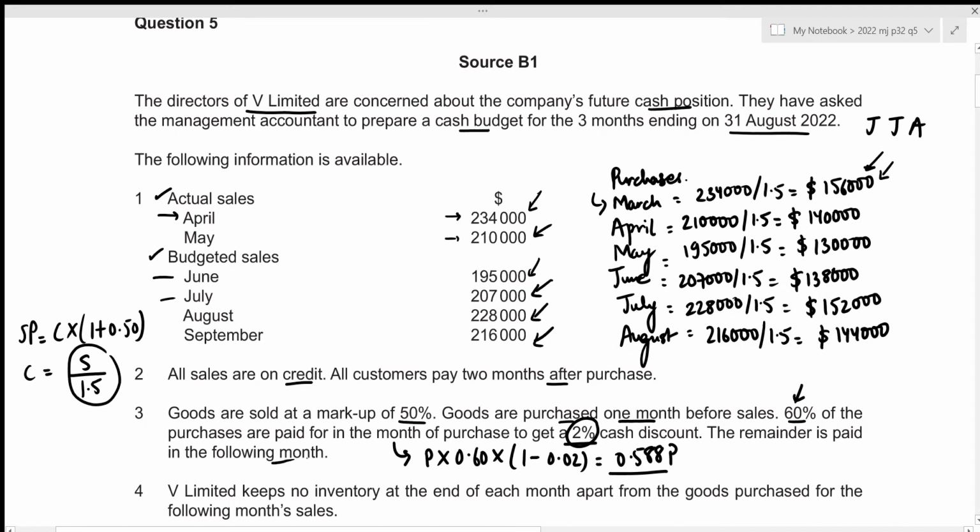whereas the remainder is paid in the following month, which just means that we pay 40% of the purchases in the following month. So if we're talking about this amount of 156,000 for the month of March, then 40% of this amount will be paid in the month of April.